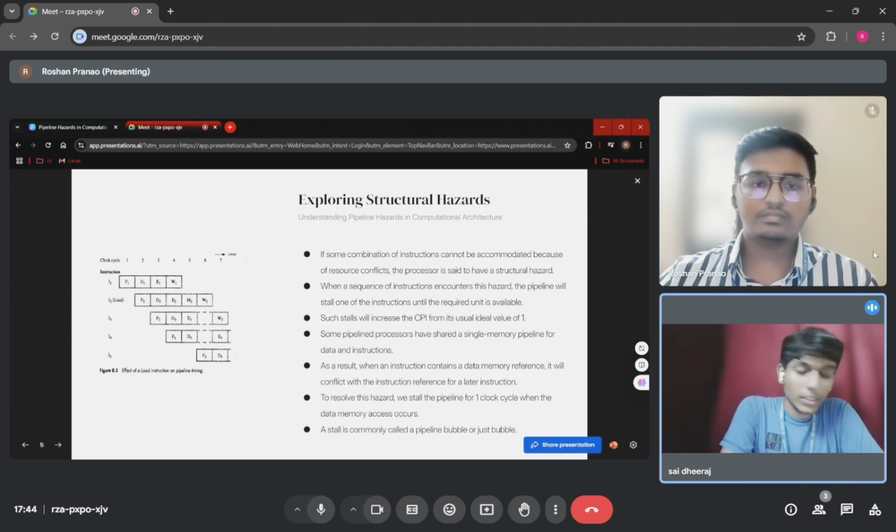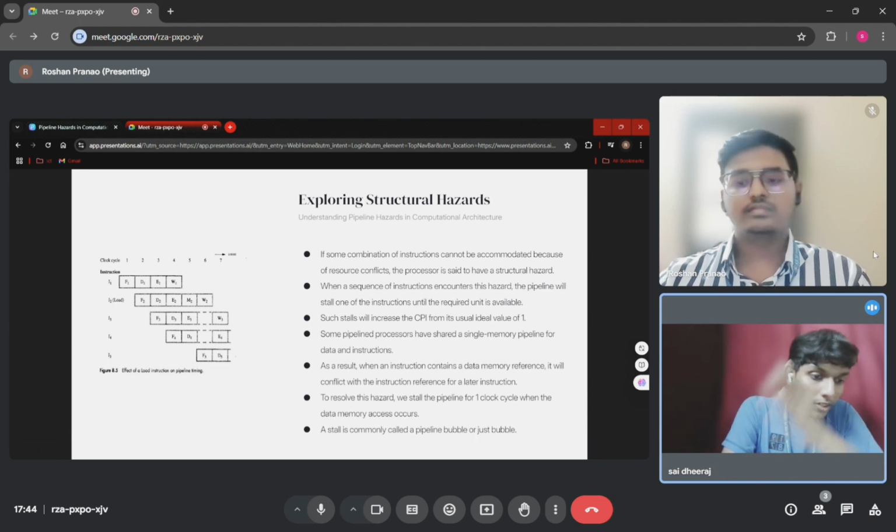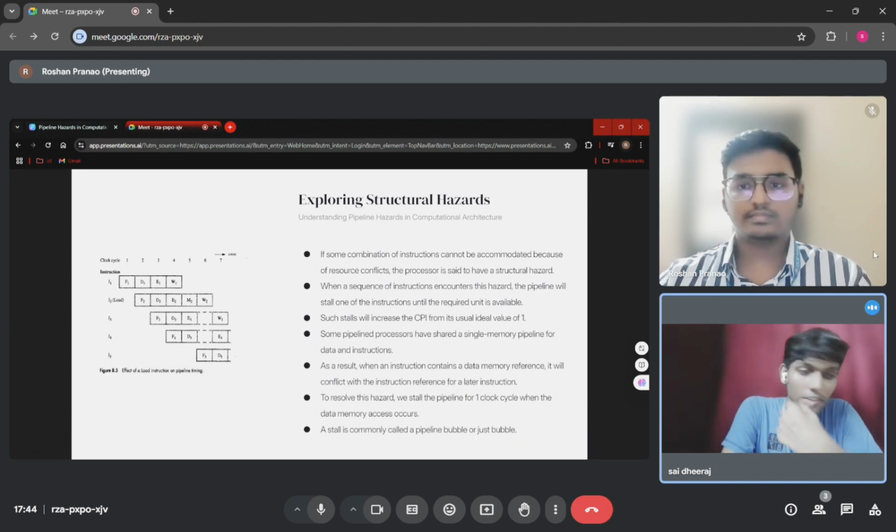So you can see in the figure that is given towards the left side of the screen. Vertically, we have instructions, that is I1, I2, I3, and so on. Horizontally at the top, we have 1, 2, 3, 4, 5, 6, 7, which are numbers representing the clock cycles. For each instruction, for instance I1, there are four phases: F, D, E, and W. F represents fetch, D decode, E execute, and W write.